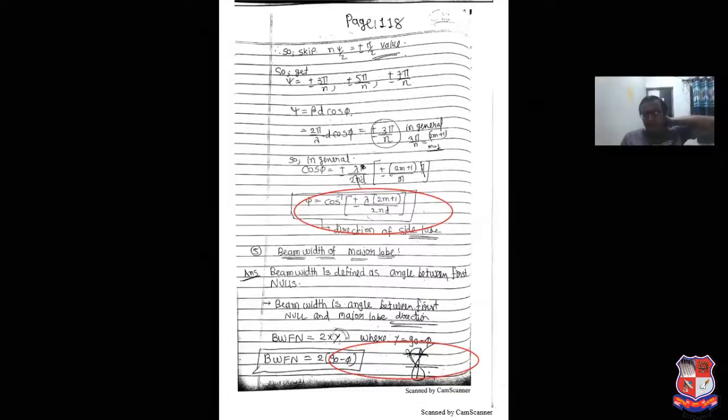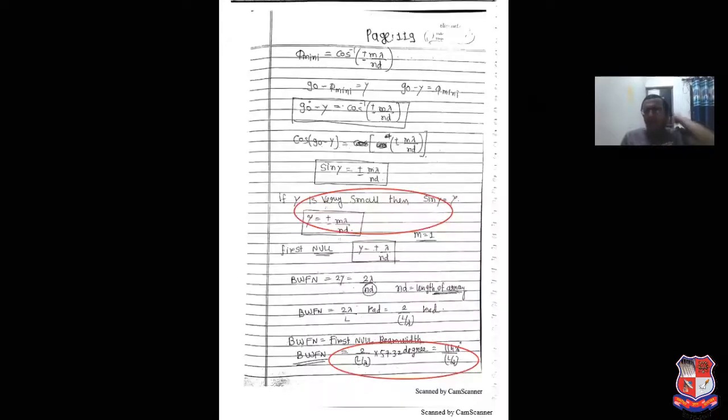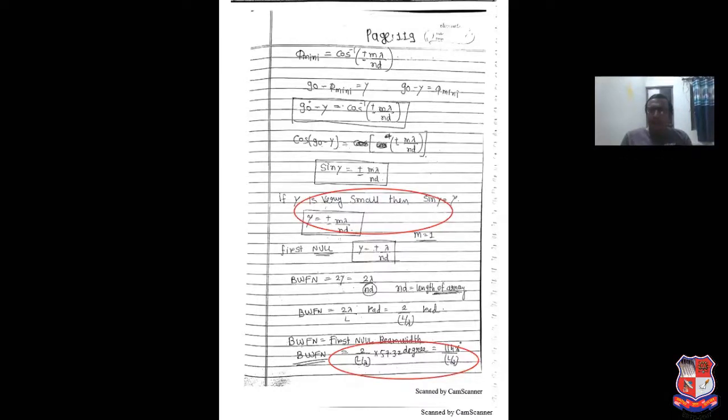Already explained this. Beamwidth means what? 90 minus 5. Phi equal to cos inverse plus or minus m lambda upon nd. Now see here the equation is present in terms of cos inverse. So here it can be converted into cos 90 minus gamma. Cos 90 minus gamma equal to sin gamma. If gamma is small, then gamma equal to plus or minus m lambda upon nd. Gamma equal to lambda upon nd.